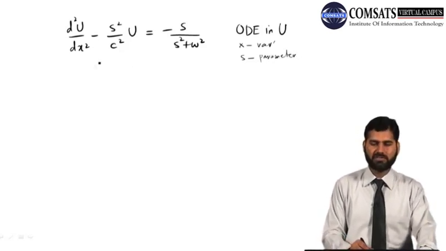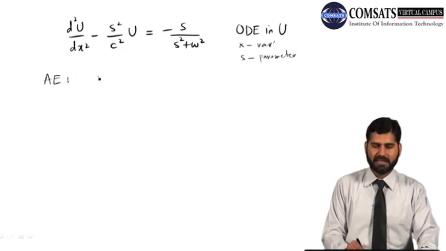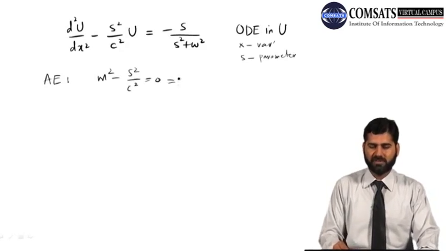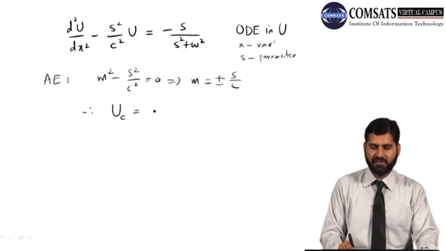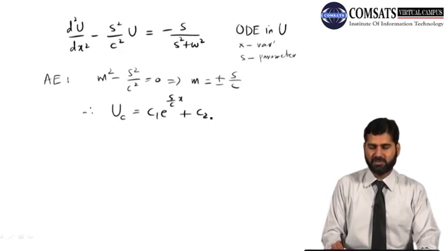All right. So what will be the solution? I need to find the auxiliary equation for the complementary function. It is m squared minus s squared by c squared is equal to 0. So this means m is equal to plus or minus s by c. Therefore U_c, the complementary function, is c1 e to the power s by c x plus c2 e to the power minus s by c x.